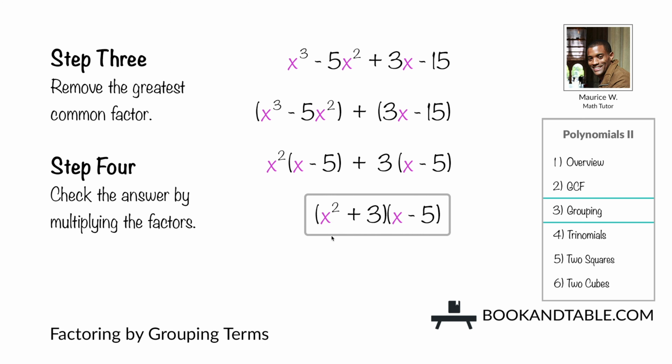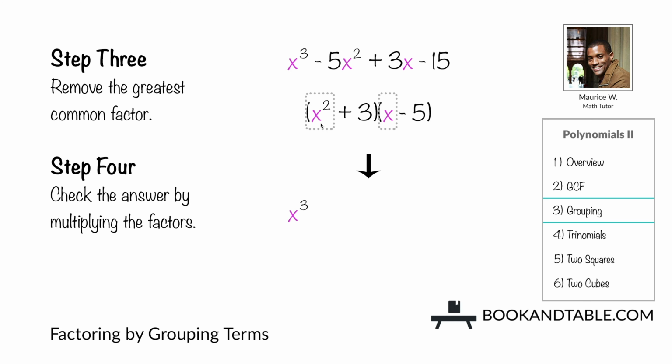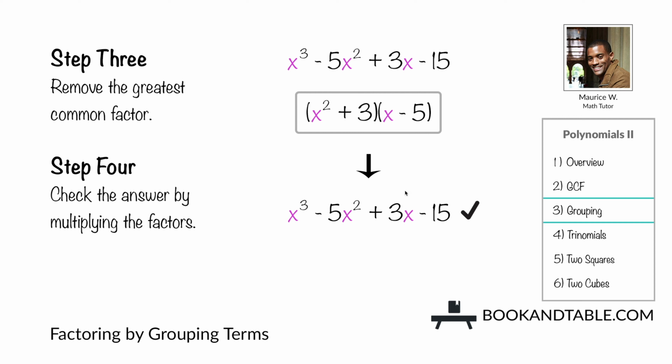And now the fourth step, you check the answer by multiplying the factors to confirm that these are the factors for our original polynomial. And when we do so, we get x squared times x, which is x cubed. Then we get x squared times negative 5, which is negative 5x squared. Then we have 3 times x, which is 3x. And we have 3 times negative 5, which is negative 15. So since our final polynomial matches our original polynomial, that confirms that we correctly factored it, giving us x squared plus 3 times x minus 5.